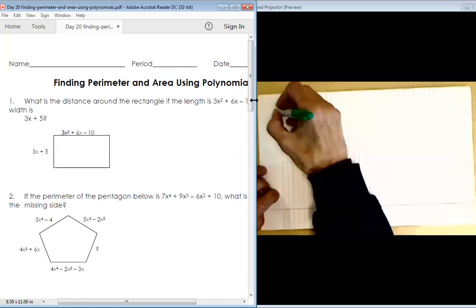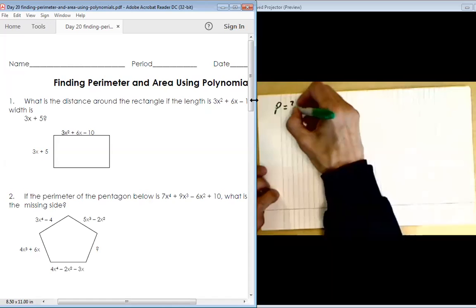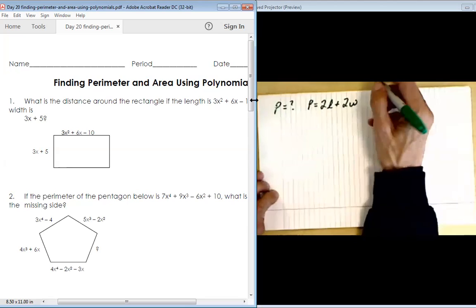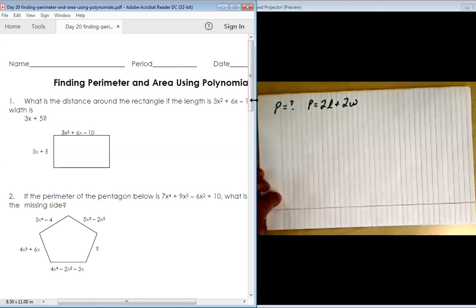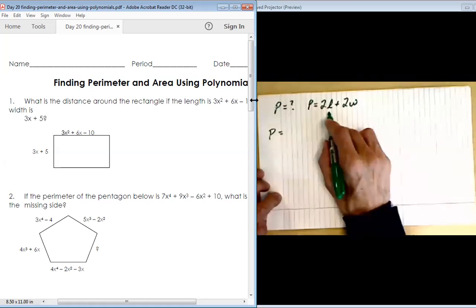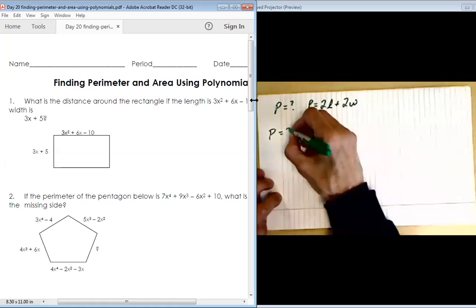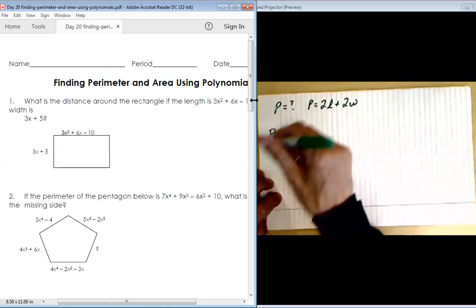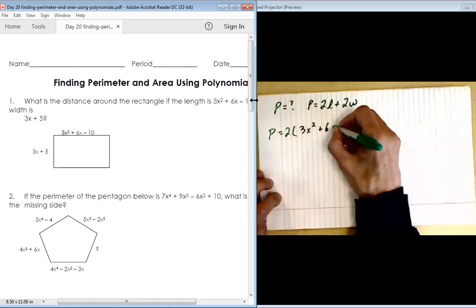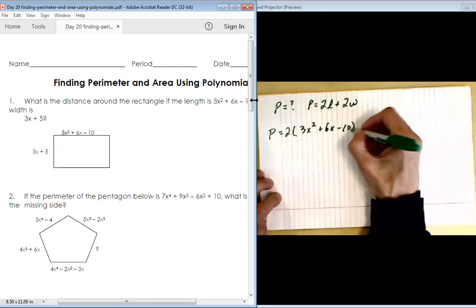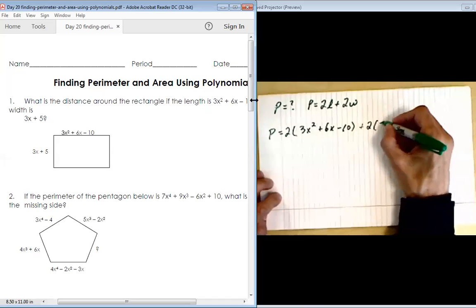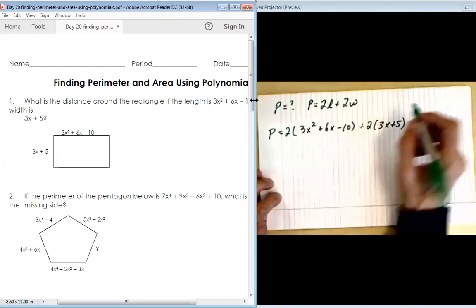So we're going for the perimeter. Perimeter is 2L plus 2W. The length from the other page, that's going to go in for L. And that was 3x squared plus 6x minus 10. And the width is going to be there as well. 3x plus 5 like that.